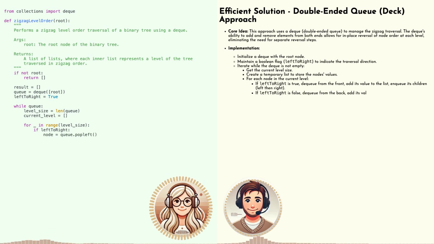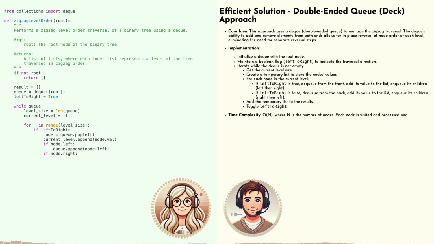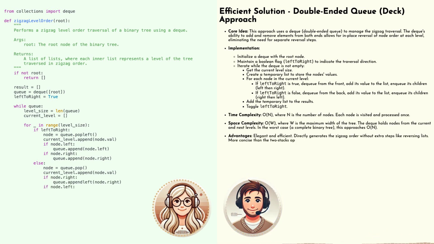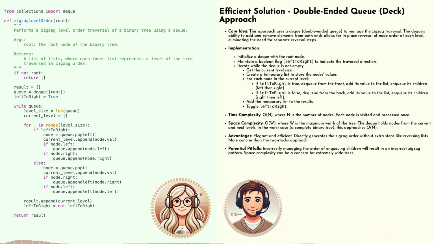Well, a deque is special because it lets you add or remove elements from both ends. Okay. It's like a queue and a stack rolled into one. So we can use it like a queue when we want to process things in a first-in, first-out (FIFO) manner, and like a stack when we want last in, first out (LIFO). Exactly. And that versatility is what makes it perfect for this problem. Gotcha. We're going to leverage both ends of the deque to control the direction of our traversal.